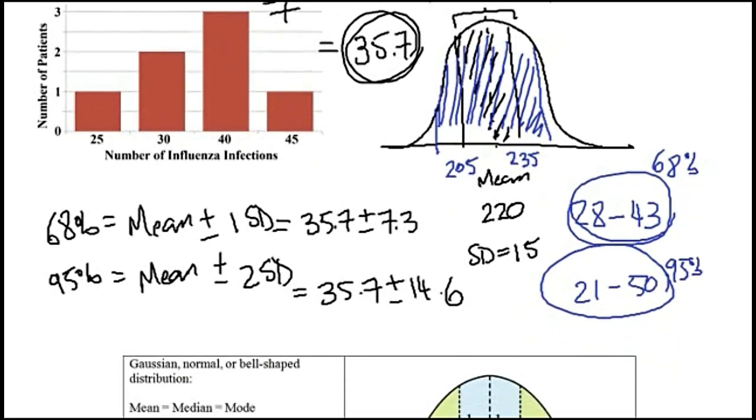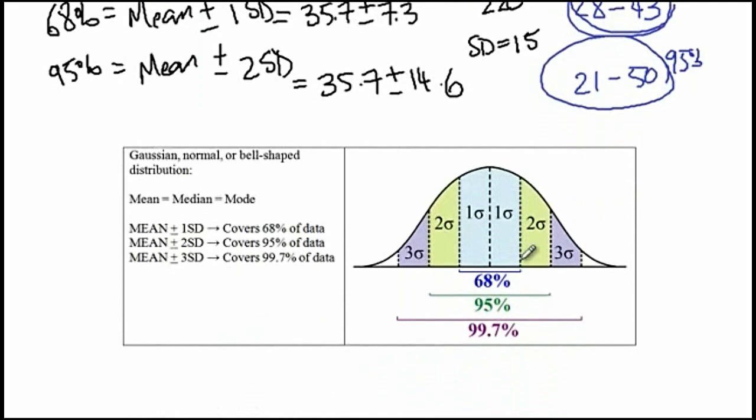So just to repeat what I explained here, that's the curve that is shown in the text. If we go one standard deviation away from the mean, that covers 68% of all the data. If we go 2 standard deviations away, that would be 95%, and then 3 standard deviations covers 99.7%.